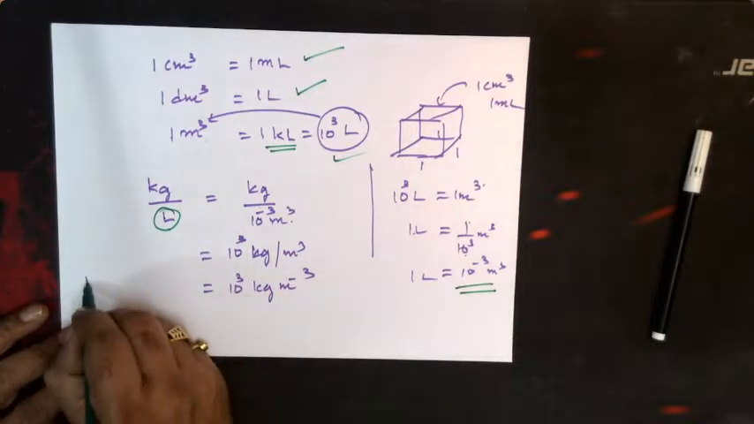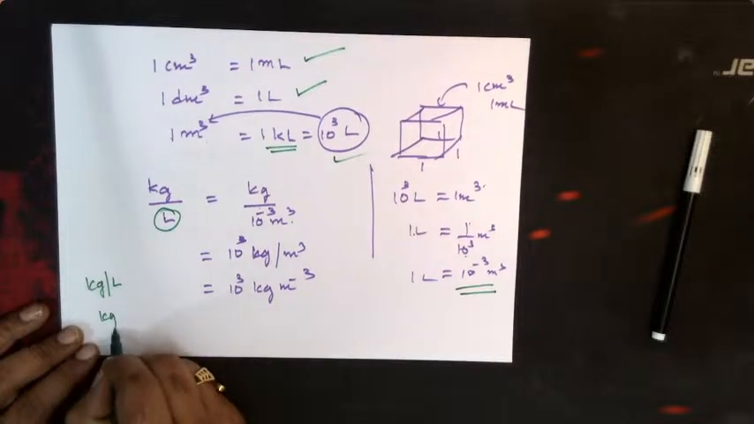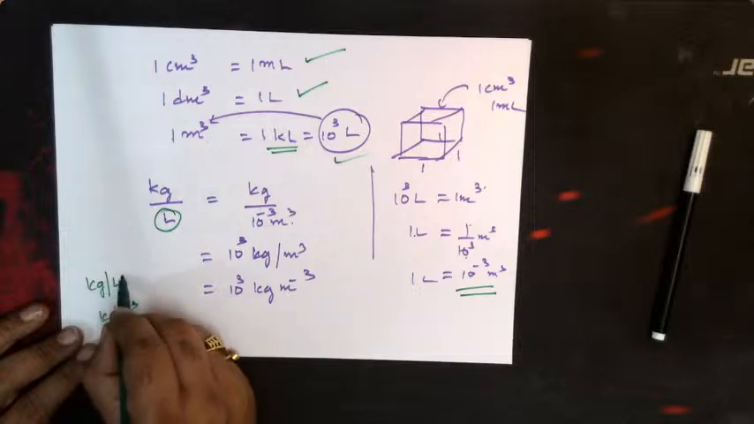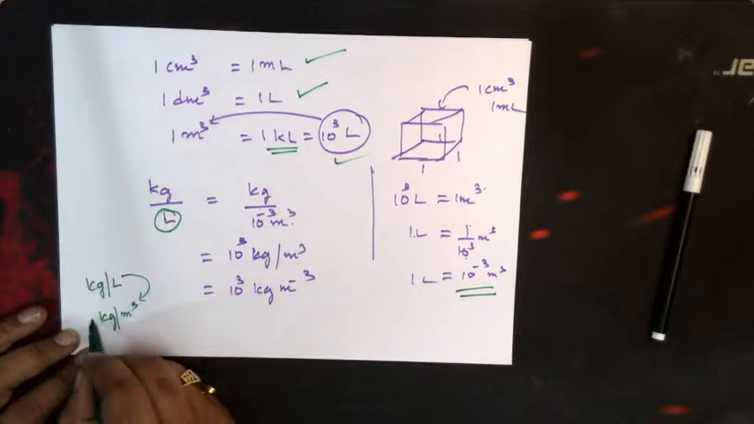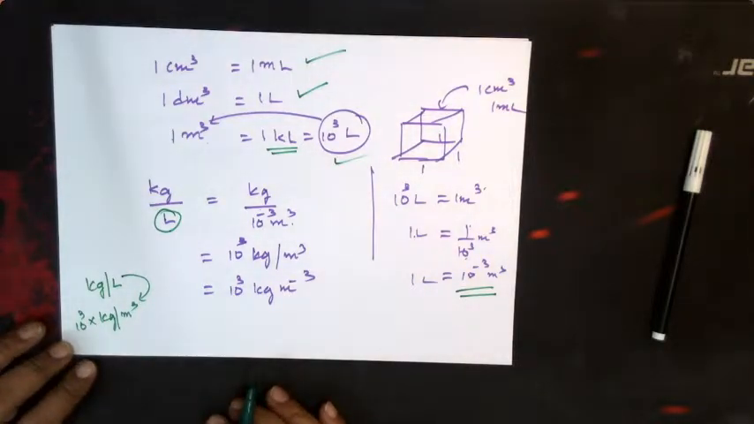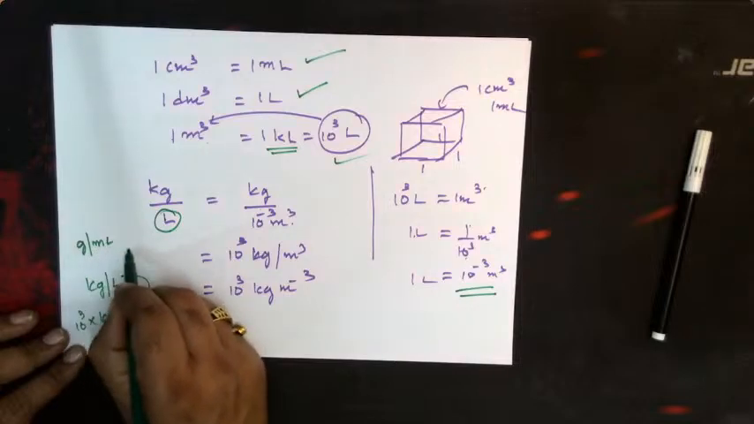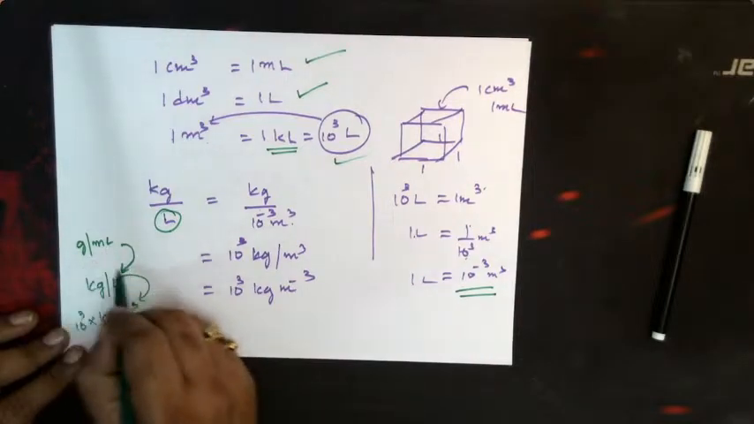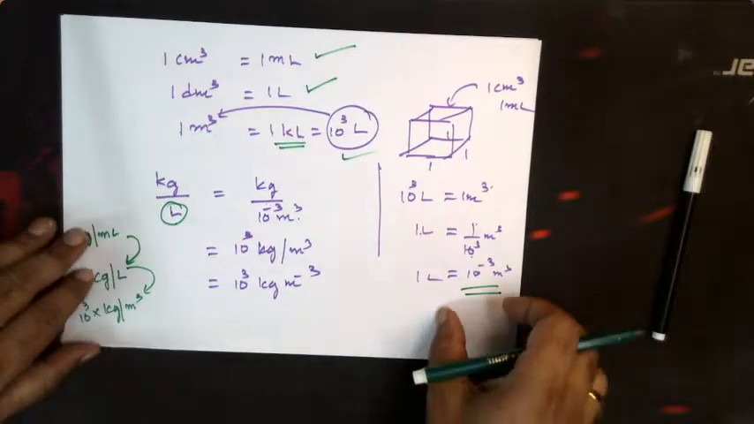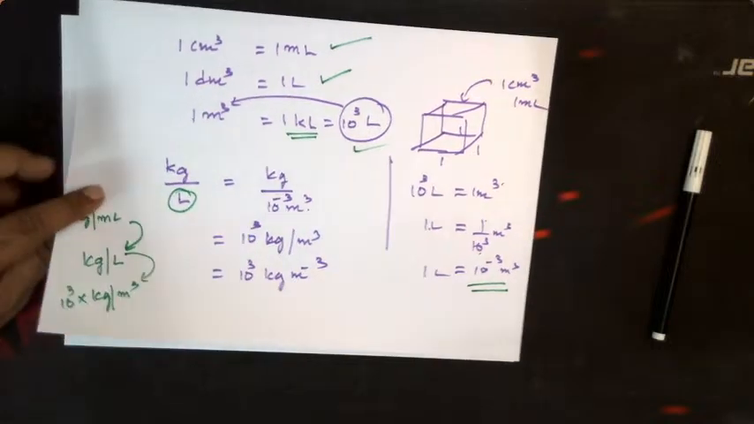So remember, kg per liter is different from kg per cubic meter. If you want to convert to kg per cubic meter, multiply by 10 cube. That's all. And sir, what about gram per ml? These two are equal only. So no need to multiply with any factor. I hope now you are able to understand this concept also. Is it clear? Okay. Right.